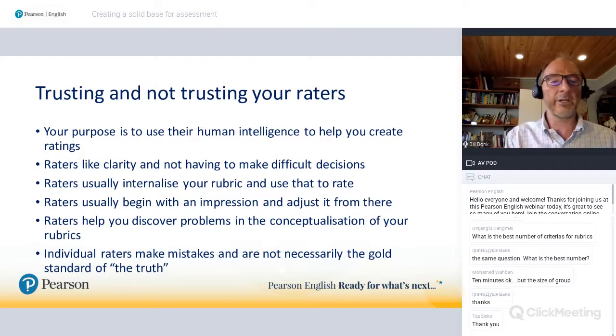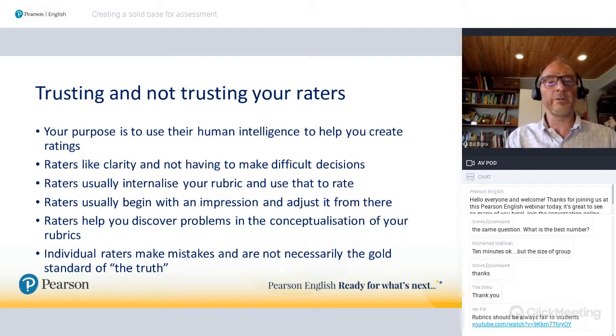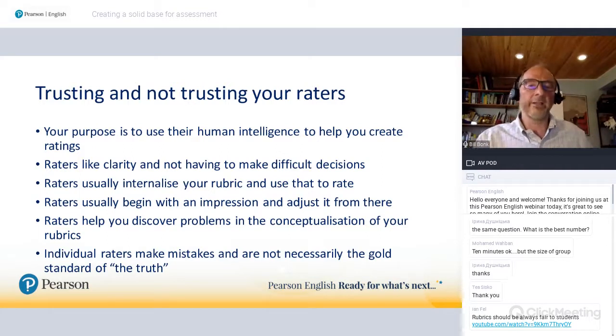Raters really like clarity. They like clear instructions, clear examples, clearly written rubrics. They don't like having to make difficult decisions. They don't want gray areas where you're asking them, well, choose between these and just use your best judgment. They want really clear criteria. So if you can write it in that direction, that will make it faster and easier and less frustrating for them.